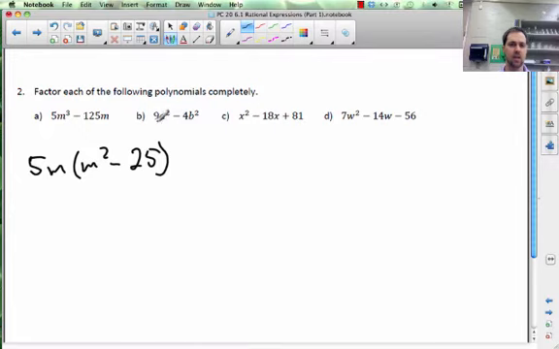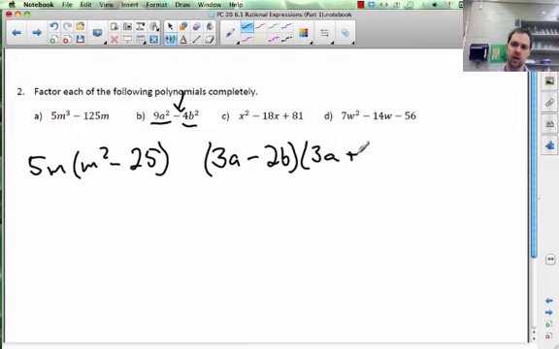B, you can't take out a coefficient. Nothing is common, but this is a perfect square, and this is a perfect square, and this is a difference. So we have a difference of squares. So you can take the square root of each, write it as 3a minus 2b times 3a plus 2b.